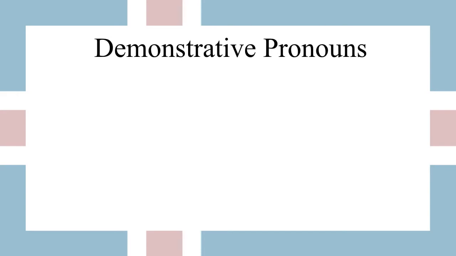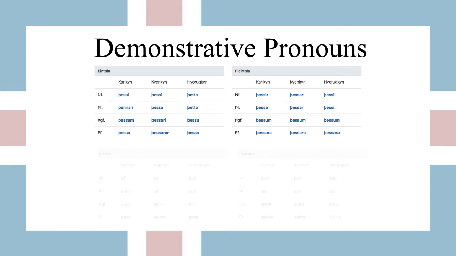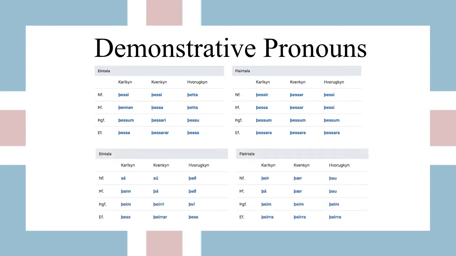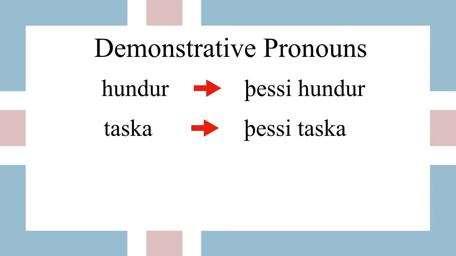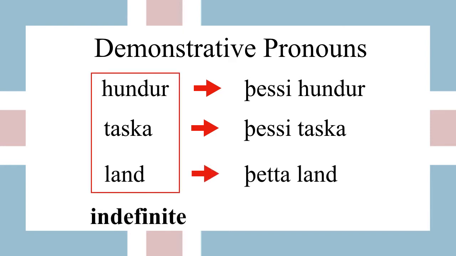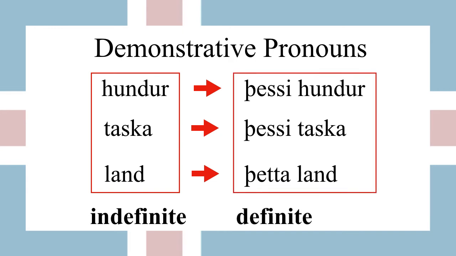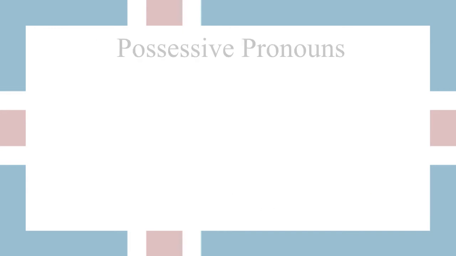The next way is with demonstrative pronouns. That's þessi and sá and all their different forms. Þessi and all its different forms mean this, and sá and all its different forms mean that. And anytime we use one of these with a noun, it makes it definite. For example, hundur, a dog, becomes þessi hundur, which means this dog. Taska becomes þessi taska, and land becomes þetta land. Now, all of these ones on the left side are indefinite, and all of these ones on the right side are definite.